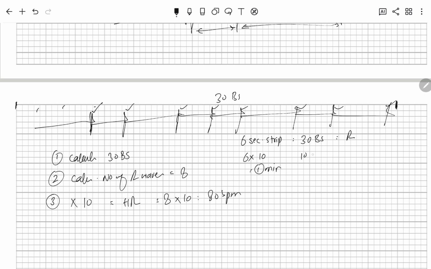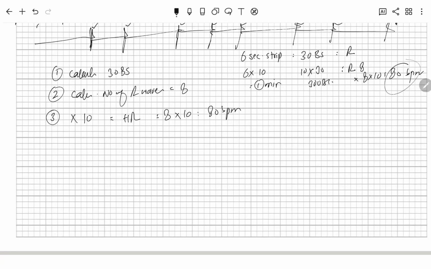If we multiply by 30, we can get the 300 big squares. And if we multiply the QRS complexes, what we get here, these are 8. If we multiply with 10, we can get the heart rate of 80 beats per minute, right? So that's how we're going to calculate that.